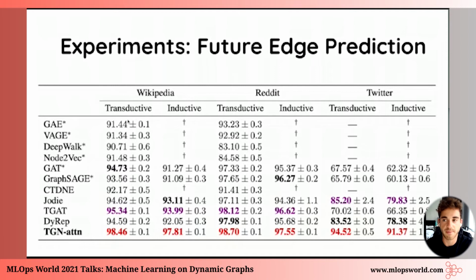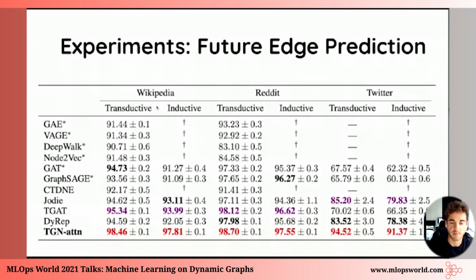We compare it to a bunch of baselines, with the first 6 being models for static graphs, whereas these 4 are the state-of-the-art models before our paper for dynamic graphs. And as you can see from the results, a specific version of our model is performing very well and outperforming other methods on all 3 data sets and the 2 scenarios.